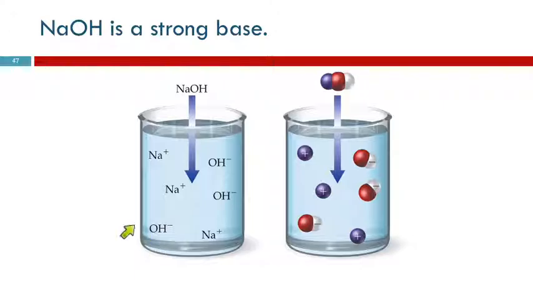Here's our illustration. Sodium hydroxide is a strong base. You put it in water, it completely separates. It dissociates into the individual ions. There are no intact formula units floating around. They all ionize.